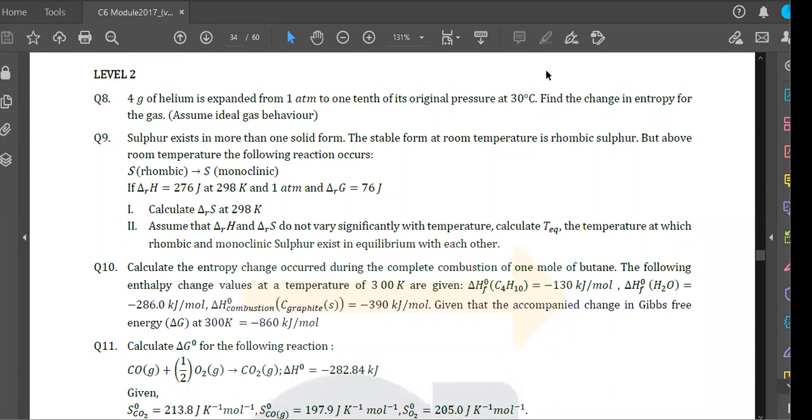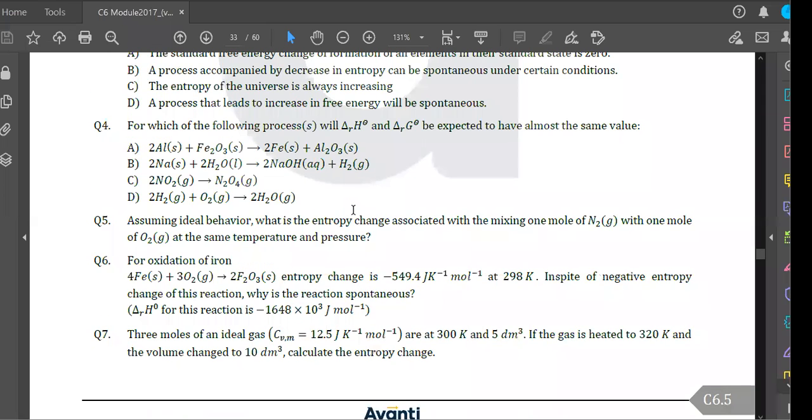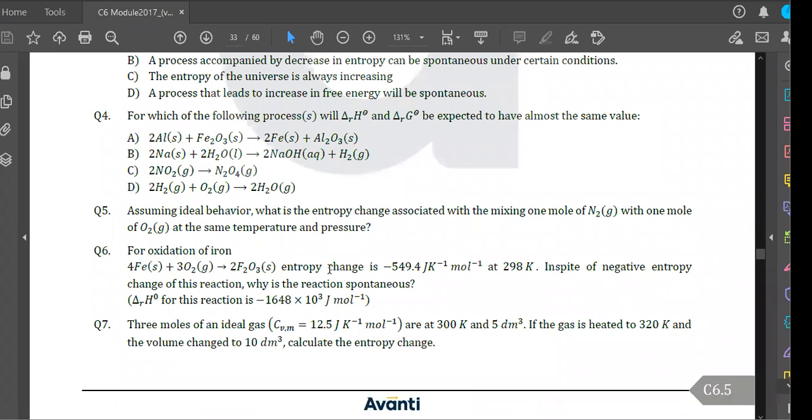Okay, before question number 10, anyone have any doubt? Question 7: as I told you, it is just formula putting. ΔS is equal to nCv ln T2 by T1 plus nR ln V2 by V1. That's it. T2 is given, T1 is given, V2 is given, V1 is given, right? And Cv is also given. So just formula putting.